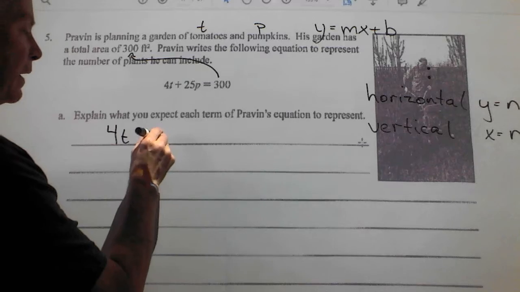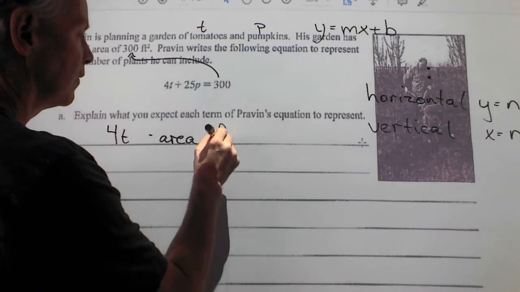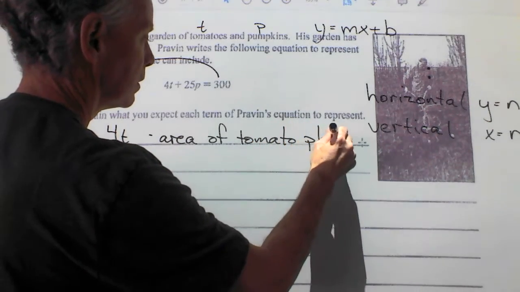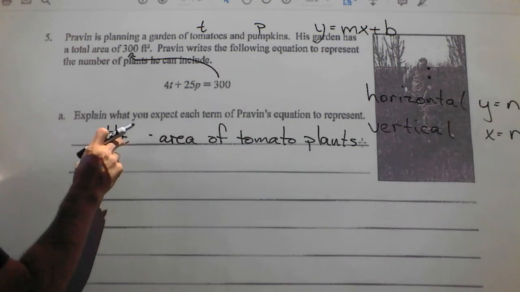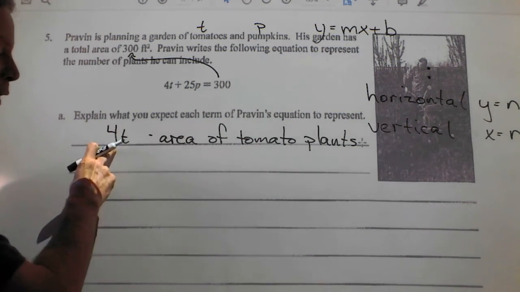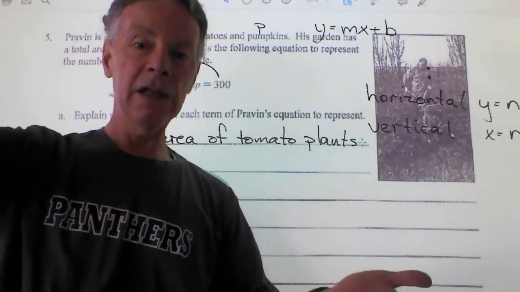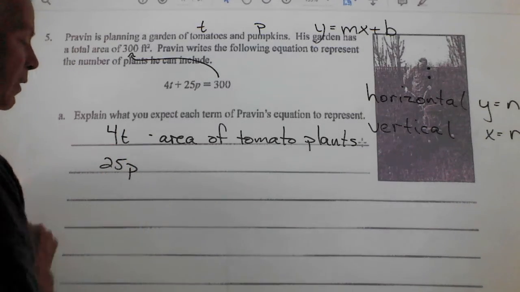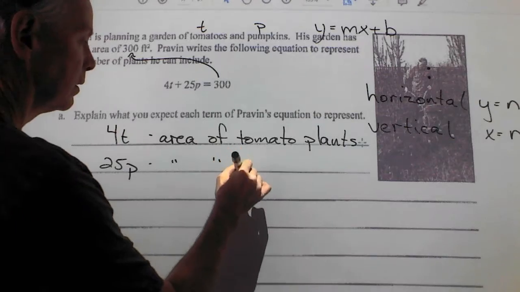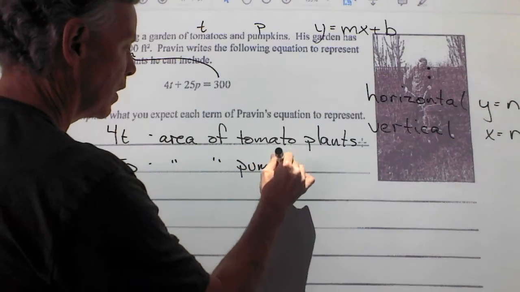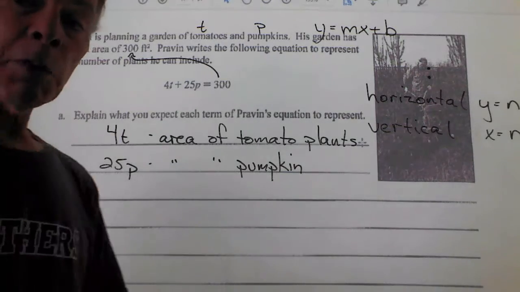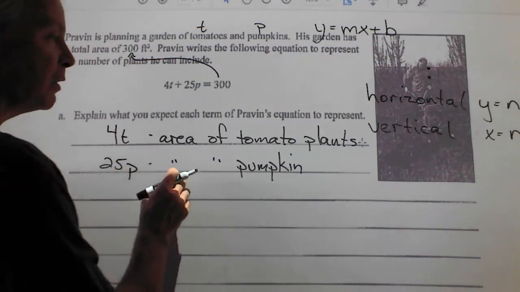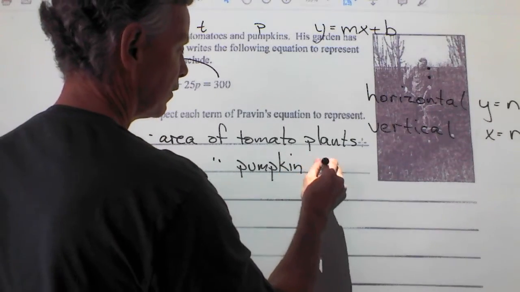For 4T will be the area of tomato plants. In other words, we have a certain number of tomato plants. Each one needs 4 square feet of space to grow. We have a certain number of pumpkin plants, and each pumpkin plant requires a lot more. If you've ever seen a pumpkin plant, you know they spread out. So, 25P will be the area of all the pumpkin plants.